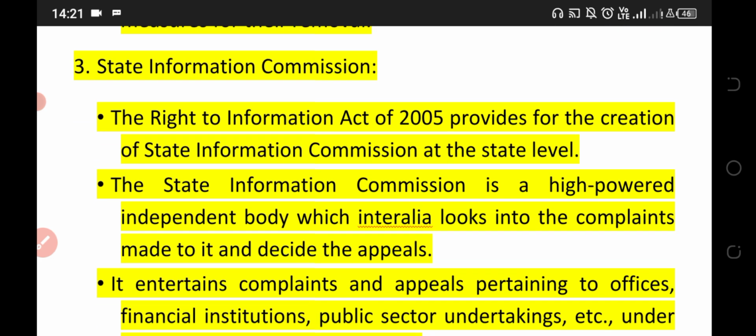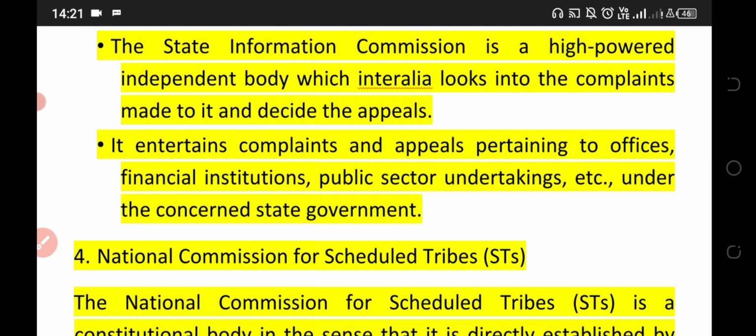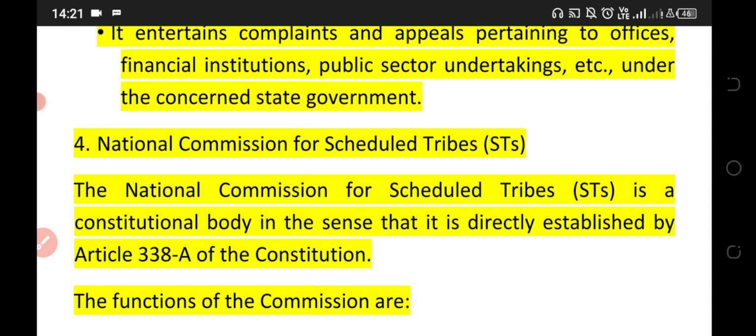State Information Commission. The Right to Information Act 2005 provides for the creation of the State Information Commission at the state level. The State Information Commission is a high-powered independent body which, inter alia, looks into the complaints made to it and decides the appeals. It entertains complaints and appeals pertaining to offices, financial institutions, public sector undertakings, etc., under the concerned state government.